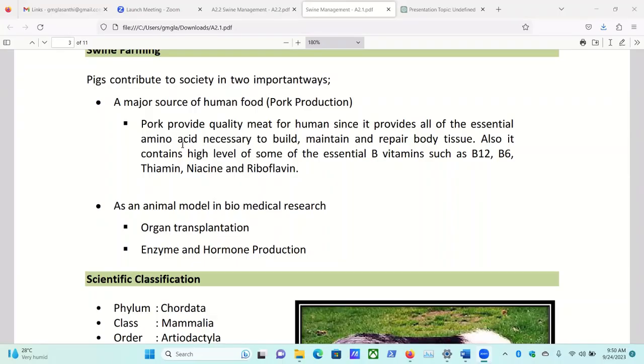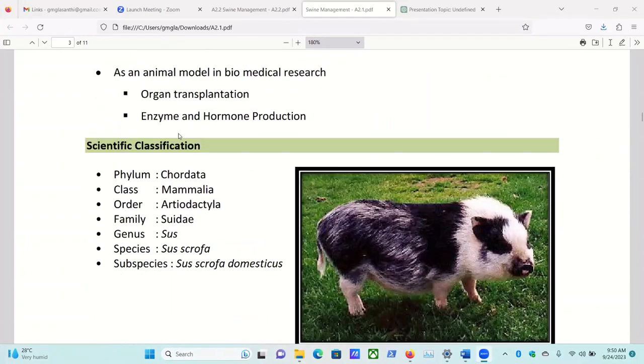Apart from pork, we are getting organs. Have you ever heard that, according to some research findings, swine kidneys and heart can be transplanted to humans? So for organ transplantation also, we are rearing pigs for biomedical researchers. At the same time, enzyme and hormone production: especially in ancient times, we took insulin from swine. Synthetic insulin was not there in ancient times, so we took the insulin hormone from swine. So for hormone production also, we are rearing swine. Those are the importance of rearing swine.